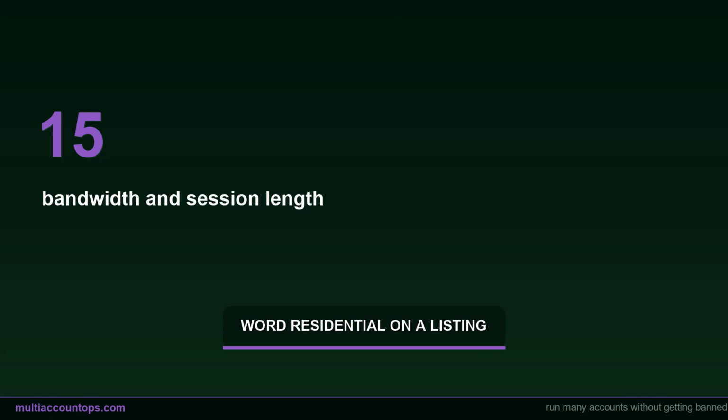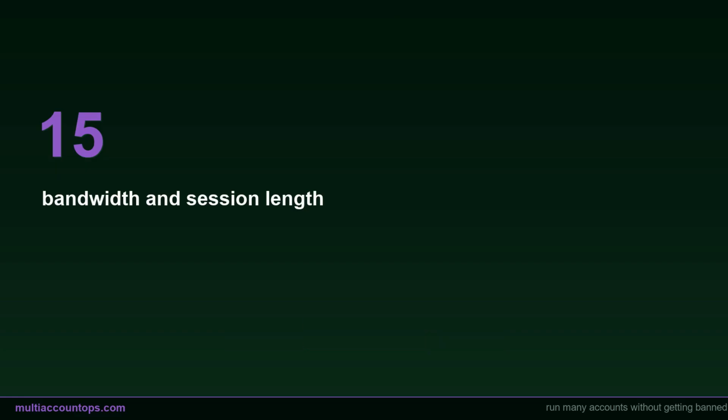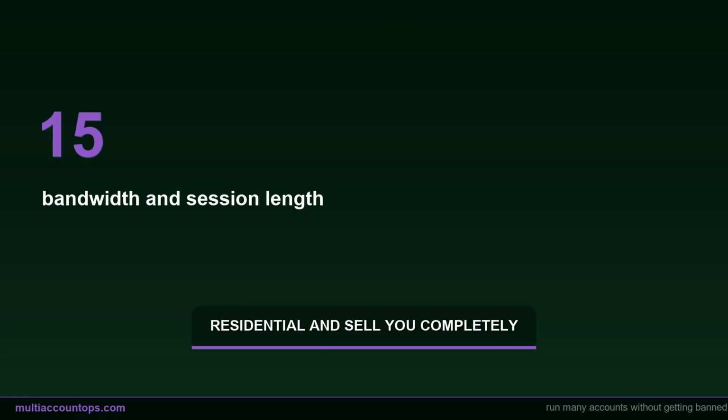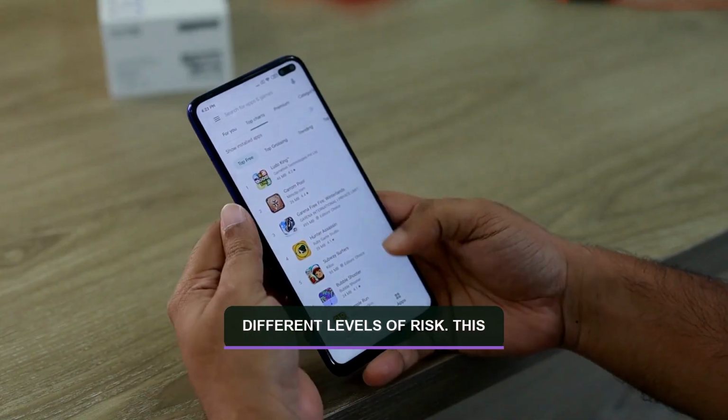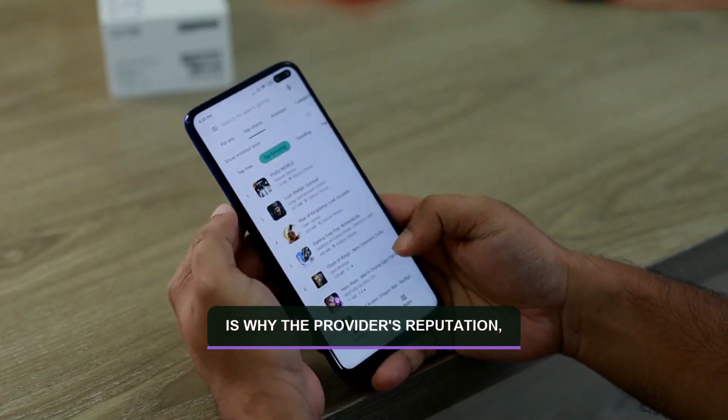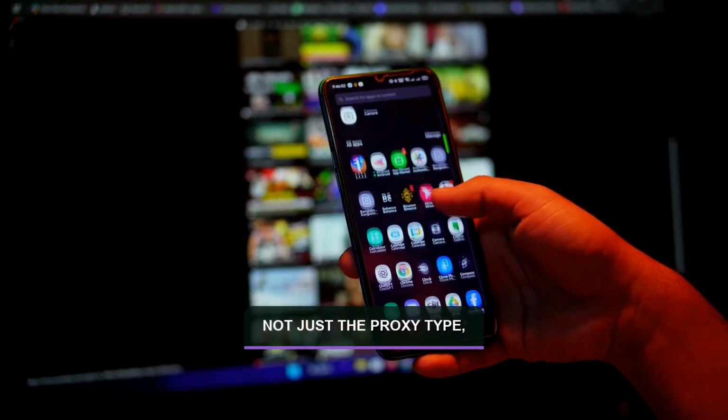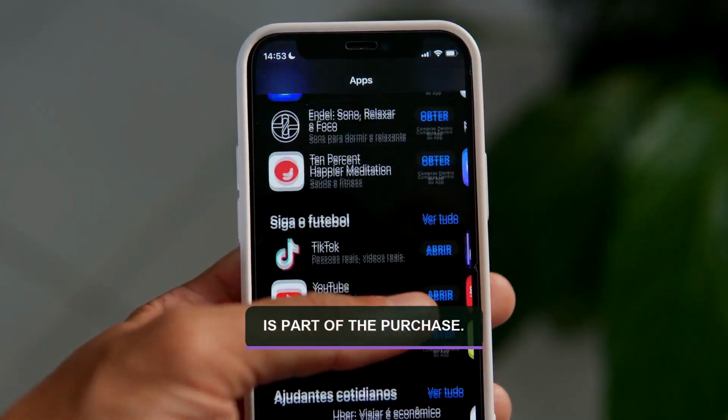The word residential on a listing tells you nothing about the sourcing. Two providers can both say residential and sell you completely different levels of risk. This is why the provider's reputation, not just the proxy type, is part of the purchase.